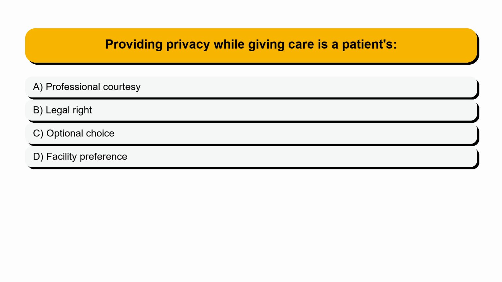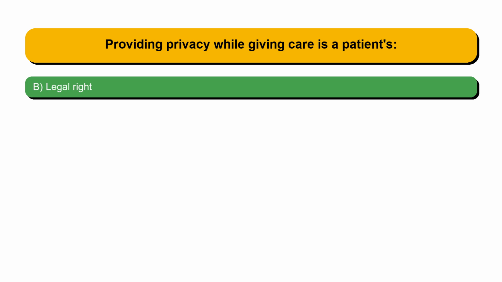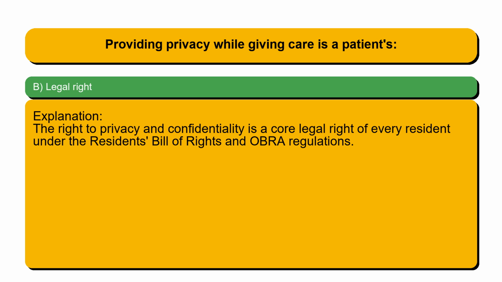Question 89. Providing privacy while giving care is a patient's: Option A, professional courtesy. Option B, legal right. Option C, optional choice. Option D, a facility preference. The correct answer is option B, legal right. The right to privacy and confidentiality is a core legal right of every resident under the Residents' Bill of Rights and OBRA regulations.